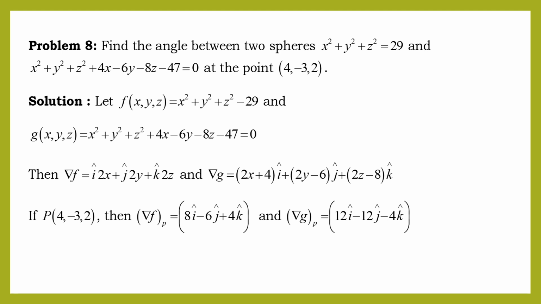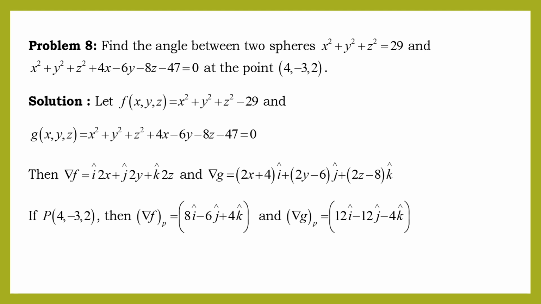In this problem, the surfaces are the spheres x square plus y square plus z square equals 29 and x square plus y square plus z square plus 4x minus 6y minus 8z minus 47 is equal to 0. The given point is (4, -3, 2). So let us find out the angle between these two spheres at the given point.